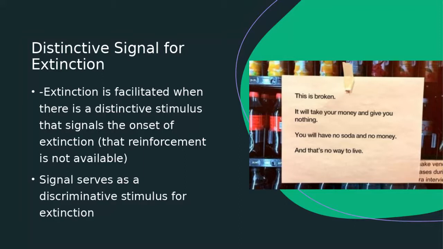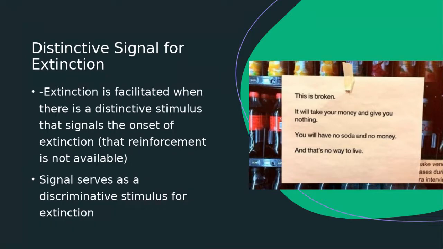If you want to speed up the extinction of a behavior, you can use a distinctive signal for extinction. So extinction is facilitated when there is a distinctive stimulus that signals the onset of extinction. So it signals that reinforcement is not available. So if you see an out of order sign on a soda machine, this will extinguish the behavior of putting money into the machine very quickly because it gives you a distinctive signal that says you will not be reinforced if you put your money in.